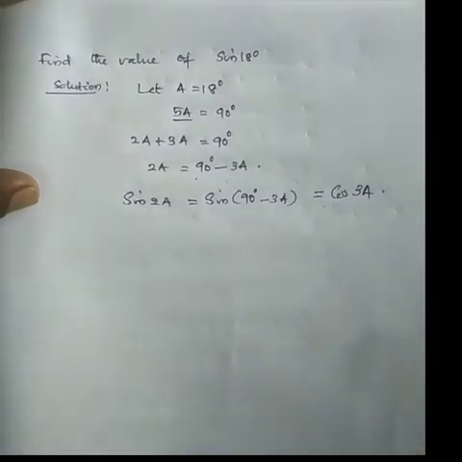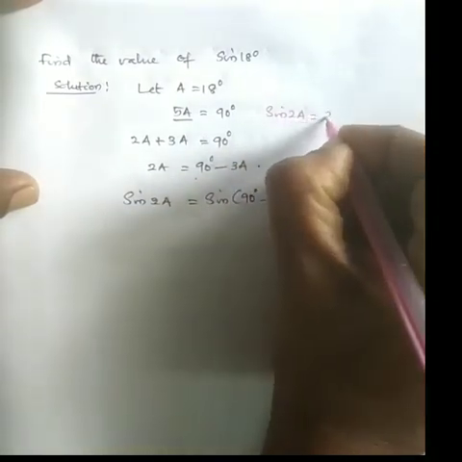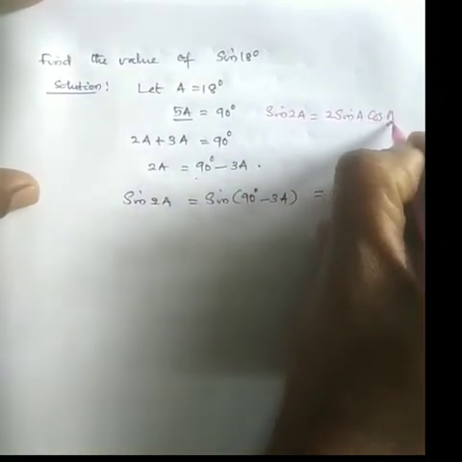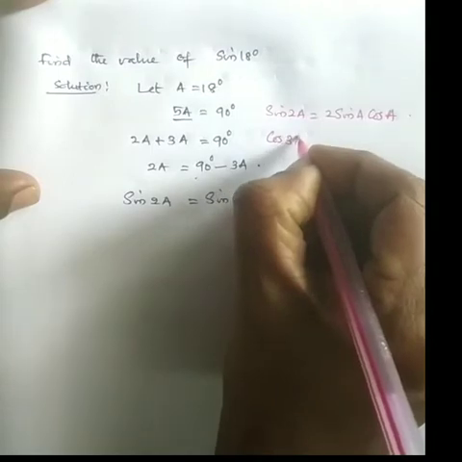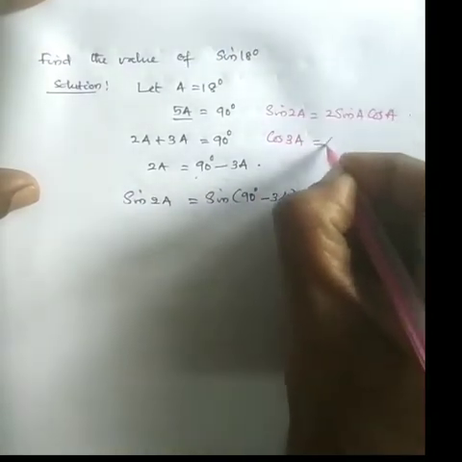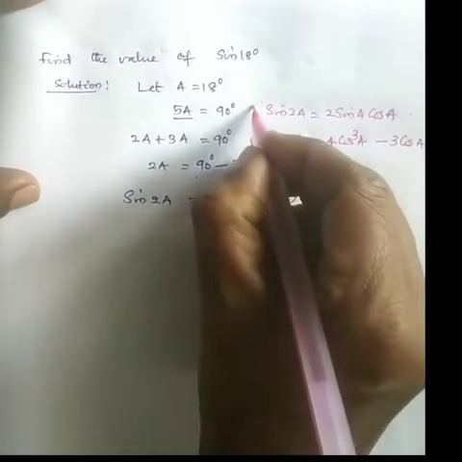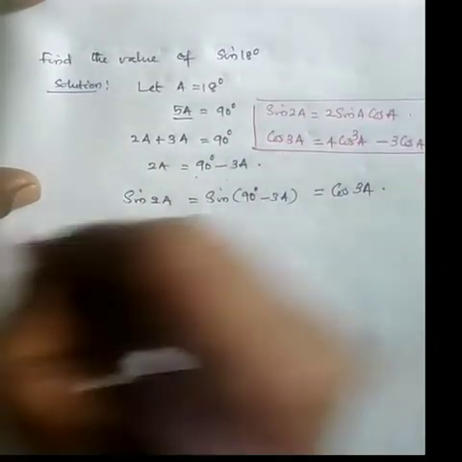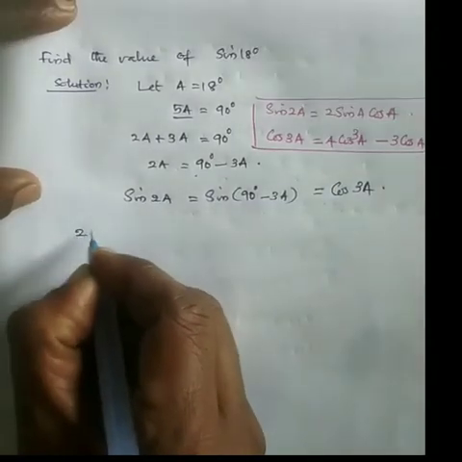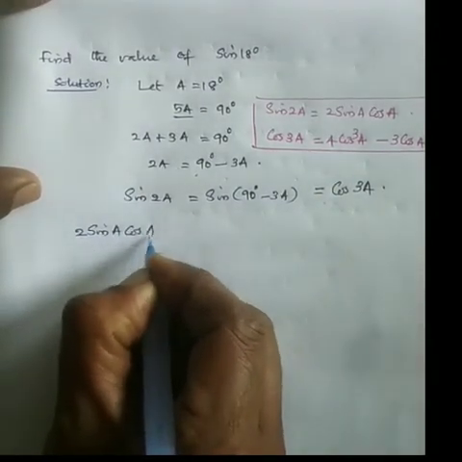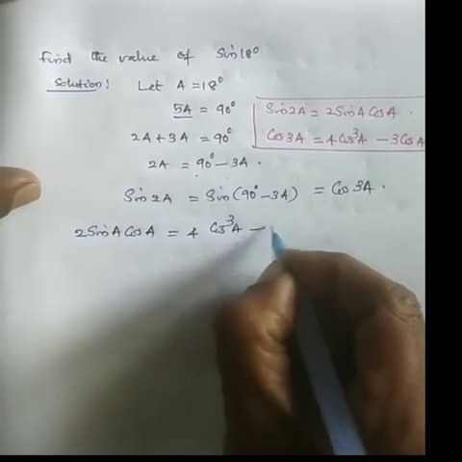Also, we know the identities. Sin 2A is 2 sin A cos A, and cos 3A is 4 cos cube A minus 3 cos A. So, applying the identities, we get sin 2A is 2 sin A cos A, and cos 3A is 4 cos cube A minus 3 cos A.